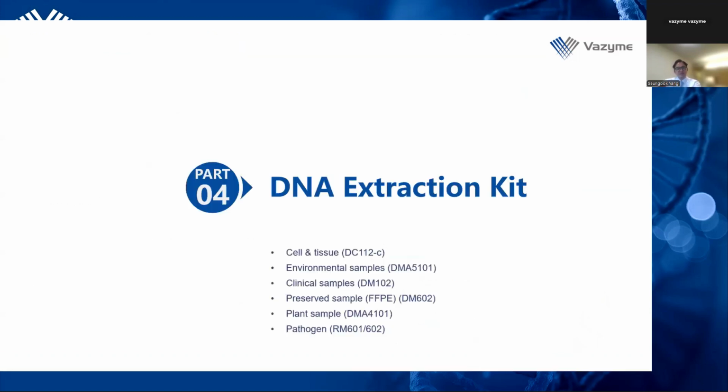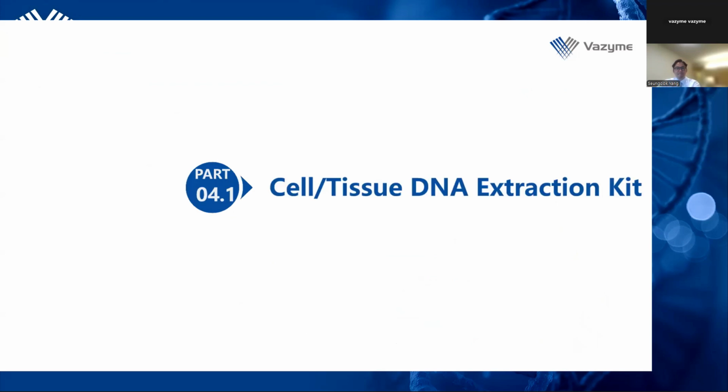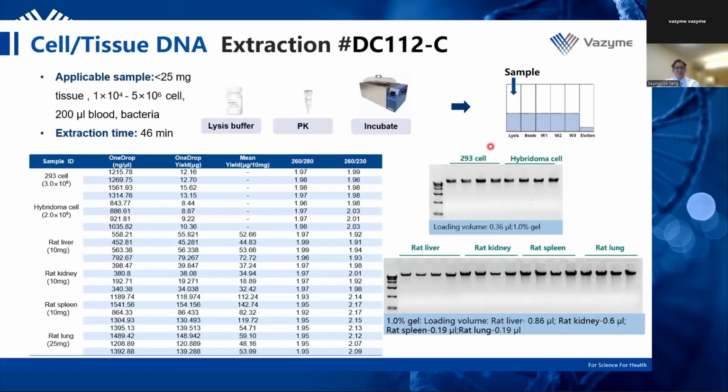So now, moving towards DNA extraction this time. I'd like to introduce the DC112-C for DNA extractions from cells and tissues. The kit is designed to handle a wide range of samples: less than 25 milligrams of tissues, 10 to the fourth to 5 times 10 to the sixth cells, and 200 microliters of blood or even bacterial samples.